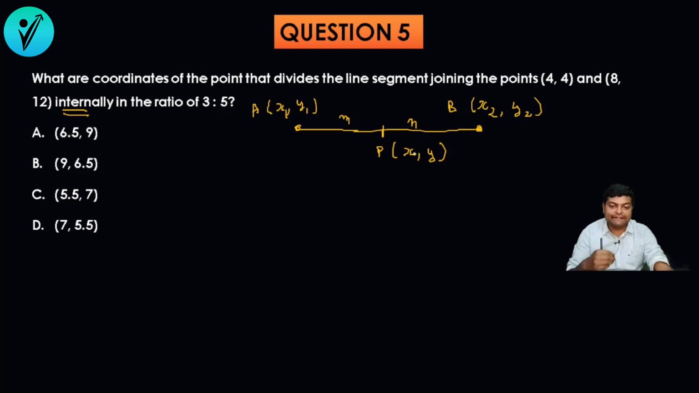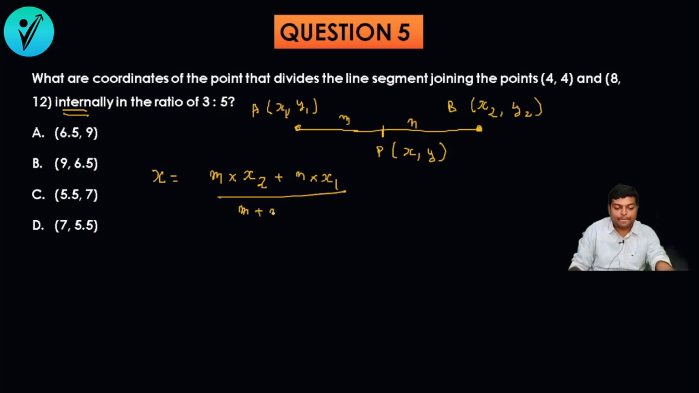Or only focus on x. If we have to calculate y, then only focus on ordinates or y. So for internal division, the value of x is m into the point which is at the farther side, so m into x2. So x will be m into x2 plus n into x1, whole divided by m plus n. Similarly, if you want the value of y, I need to focus only on y, nothing else. So it will be m into y2 plus n into y1 upon m plus n. So this is for internal division.